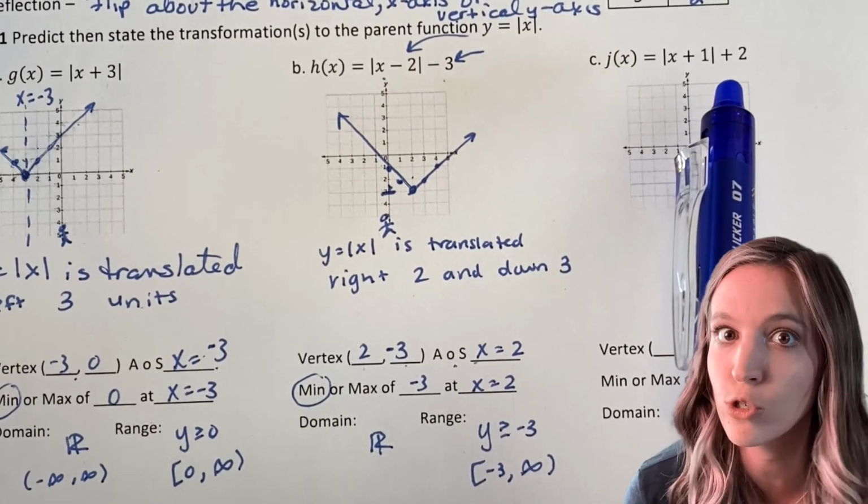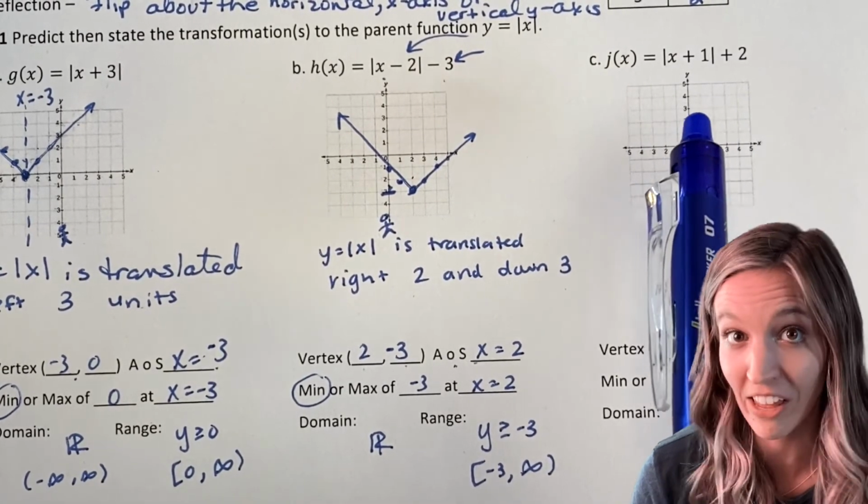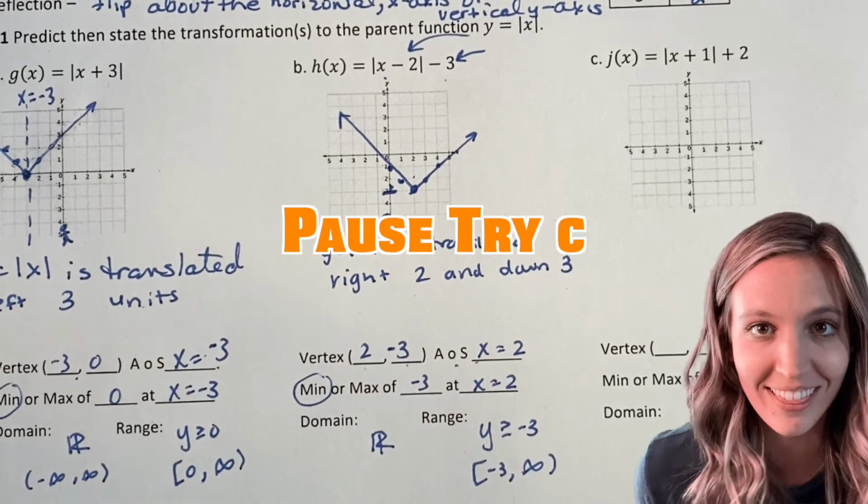How about you go try the next one? First, identify those transformations, then try to graph it and fill in what you know about the graph. You got this.